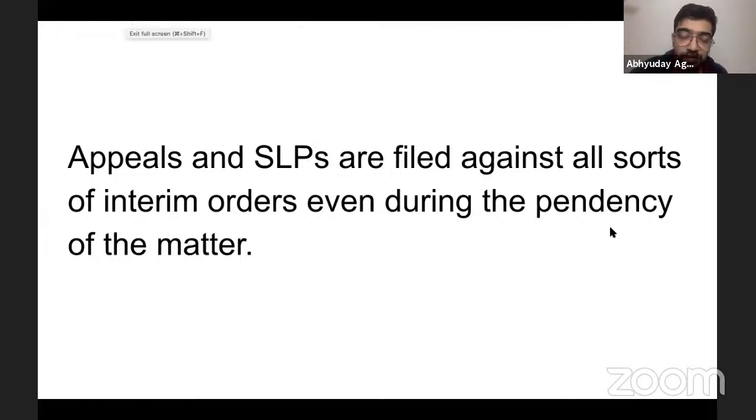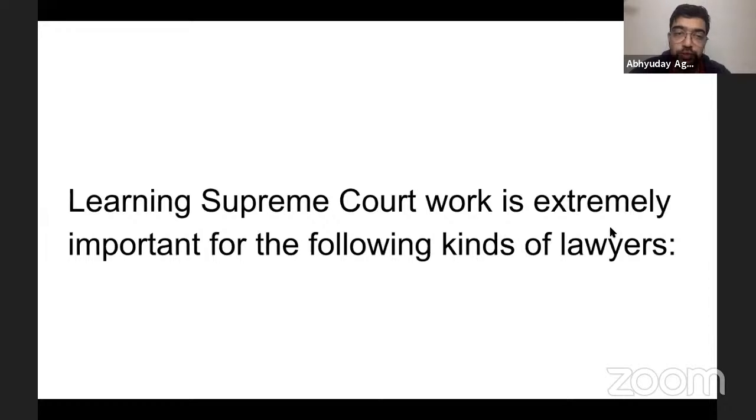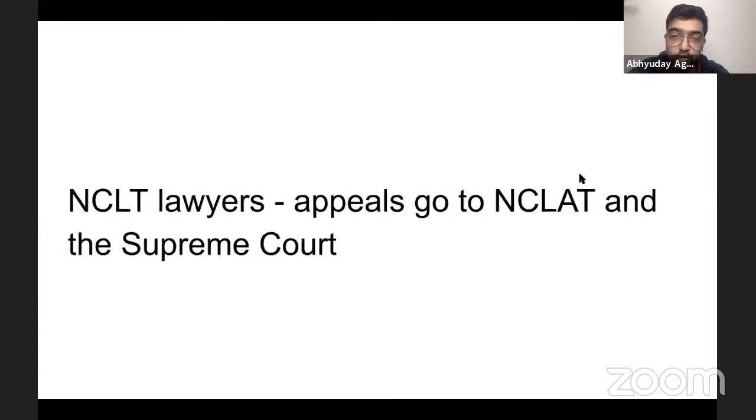Appeals and SLPs are filed against all sorts of interim orders even during the pendency of the matter. Okay, Supreme Court work is important for the following kinds of lawyers. What are the kinds of lawyers who are there? NCLT lawyers. Appeals go to NCLAT and the Supreme Court, right?